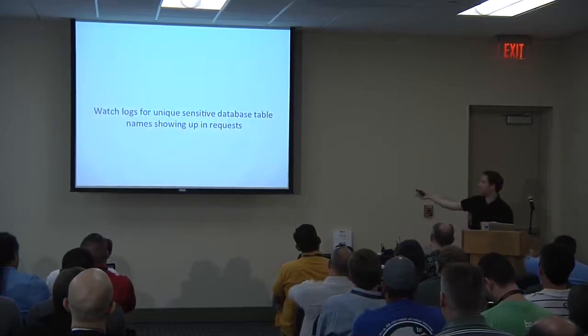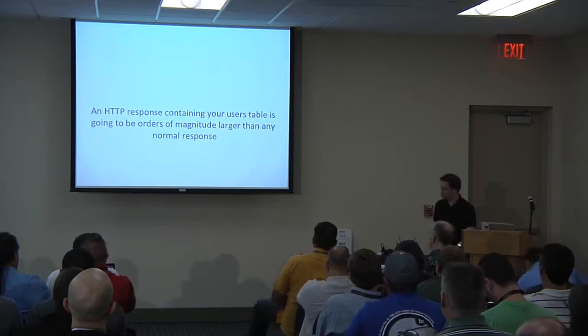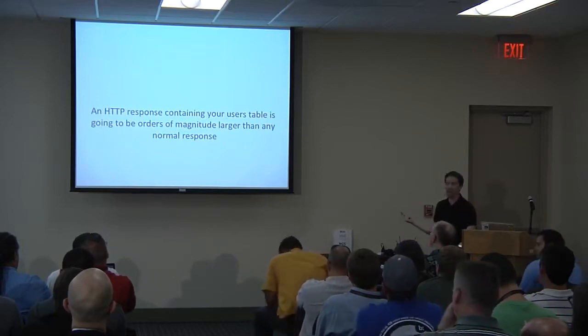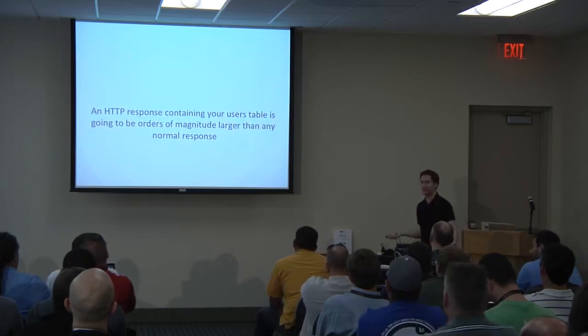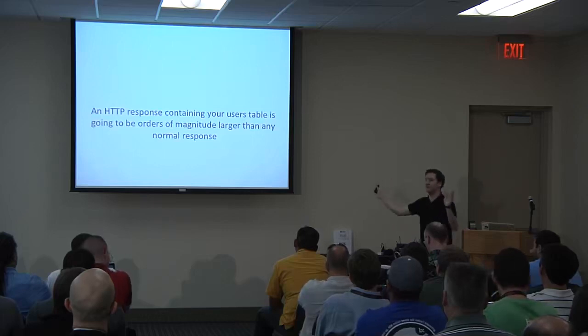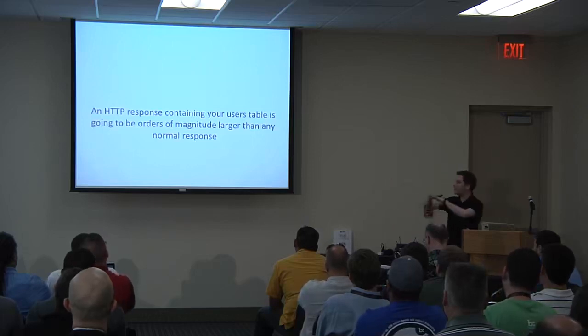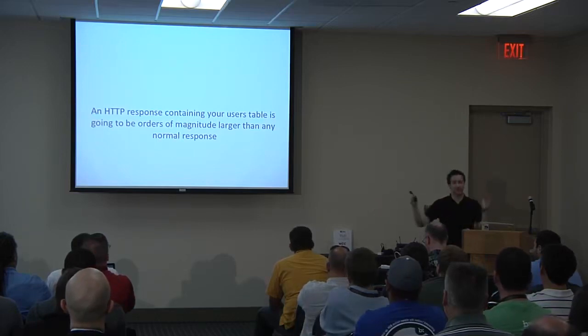Finally, near the end of the attack chain, and I'm jumping over a few things here, a response containing your database is orders of magnitude larger than a normal response, right? A search for kittens and select star from user table, wildly different response sizes. When anomalously large responses start going out the door, that's another incredibly interesting alert.